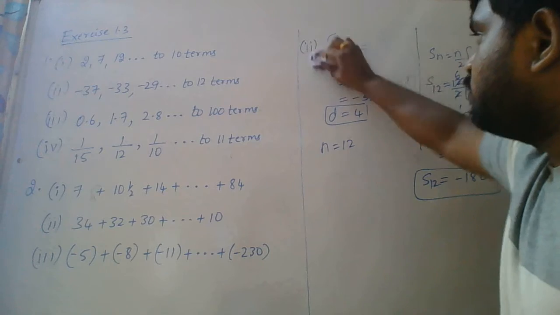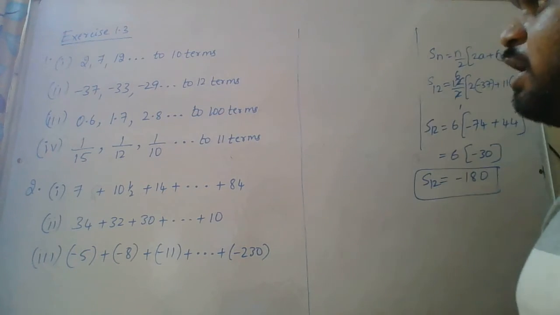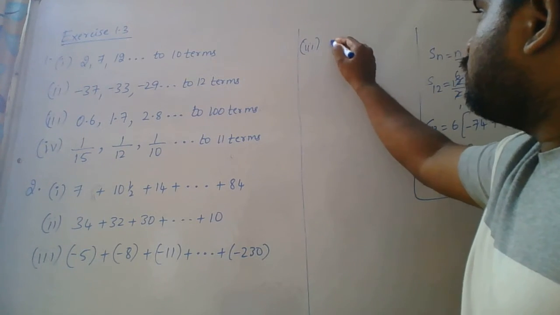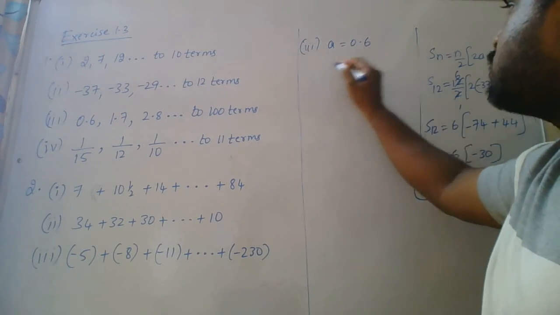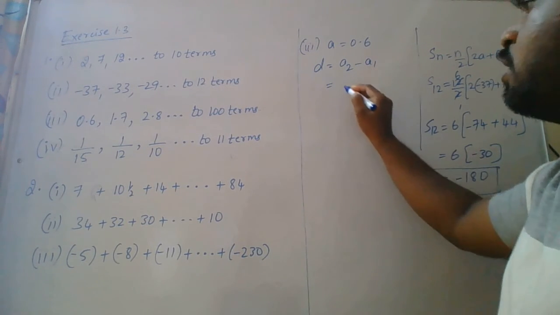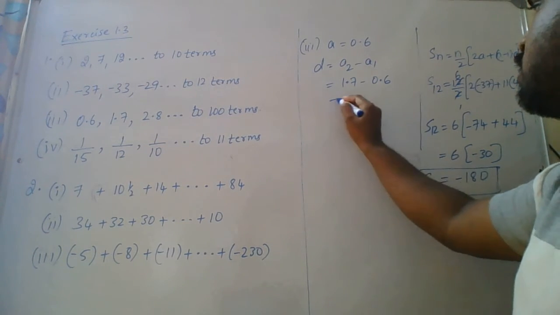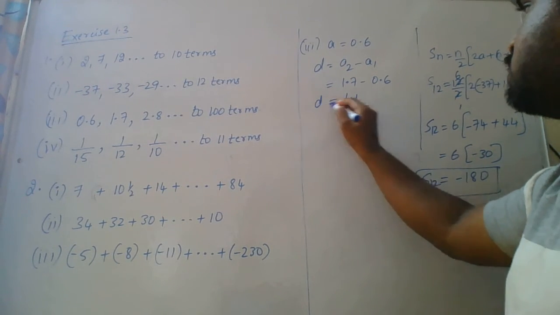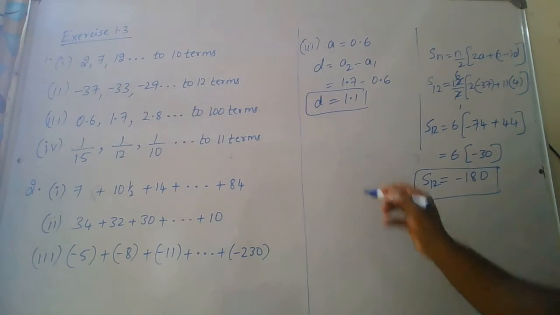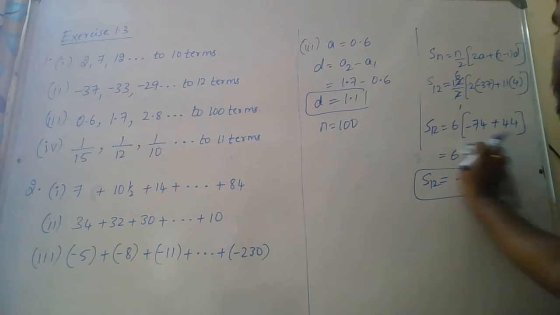So in the next problem, first find the value of A. The value of A is 0.6. How do we find the common difference? Second term minus first term. The second term is 1.7 minus first term is 0.6. So you get 1.1 as the common difference. Okay. Now what is the value of N? The value of N is 100. So you have to add 100 terms.